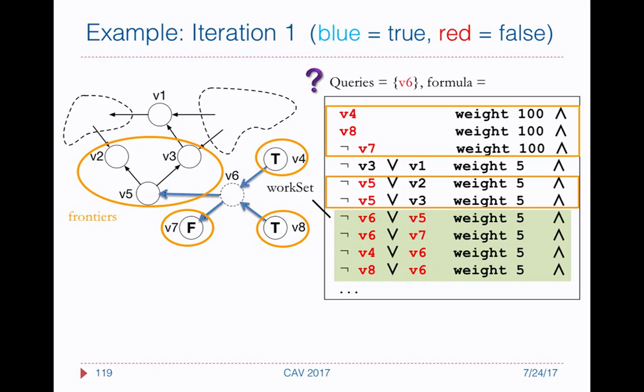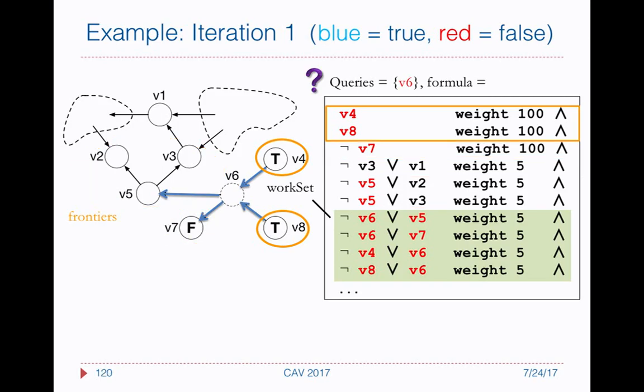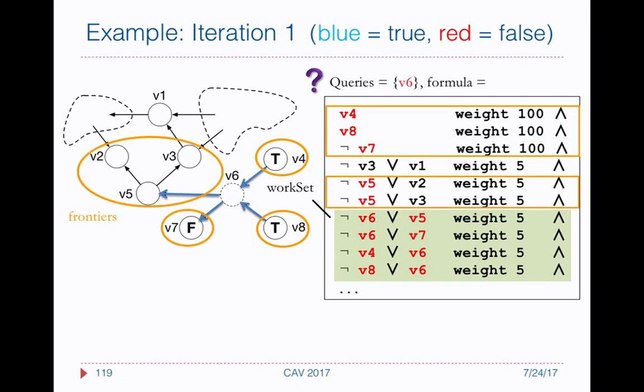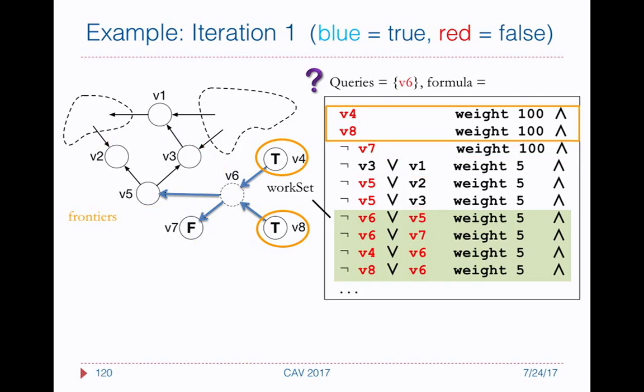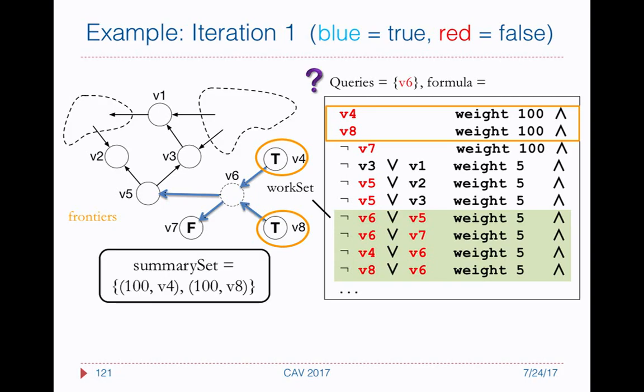Once we get this frontier, the next thing we do is ask, were any of these clauses satisfied by just happenstance? And indeed, 2 of these were. Because we set V5 to false, so it is red, these 2 clauses were satisfied coincidentally, but these 2 haven't been satisfied because both V4 and V8 have been set to false. So at this point, we put these clauses into our summary set with the corresponding weights.